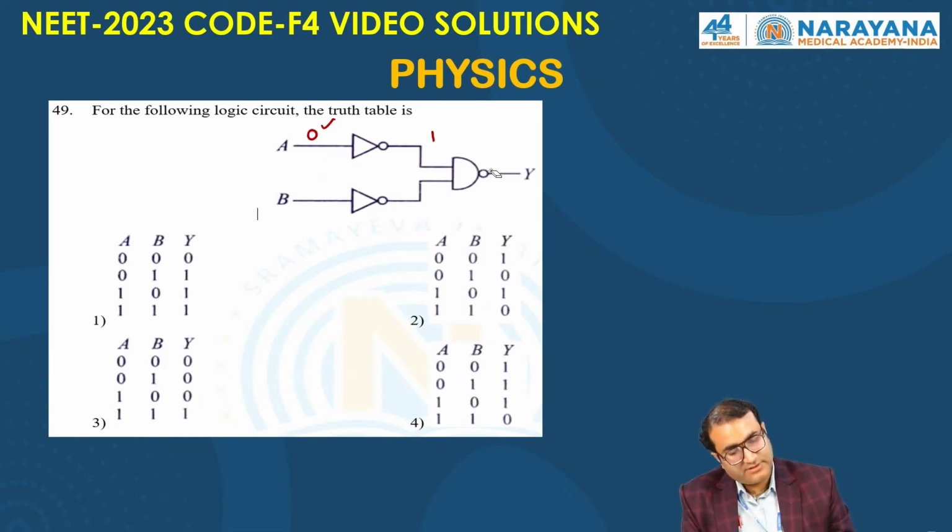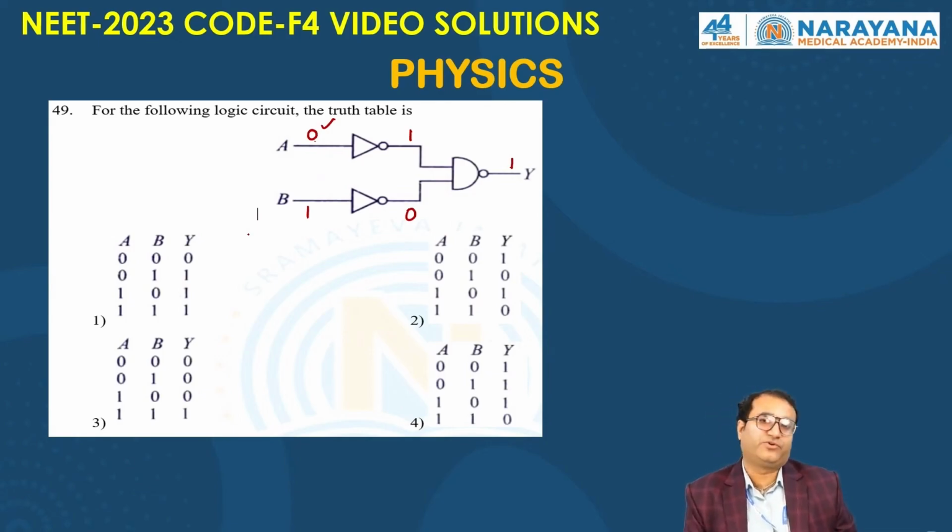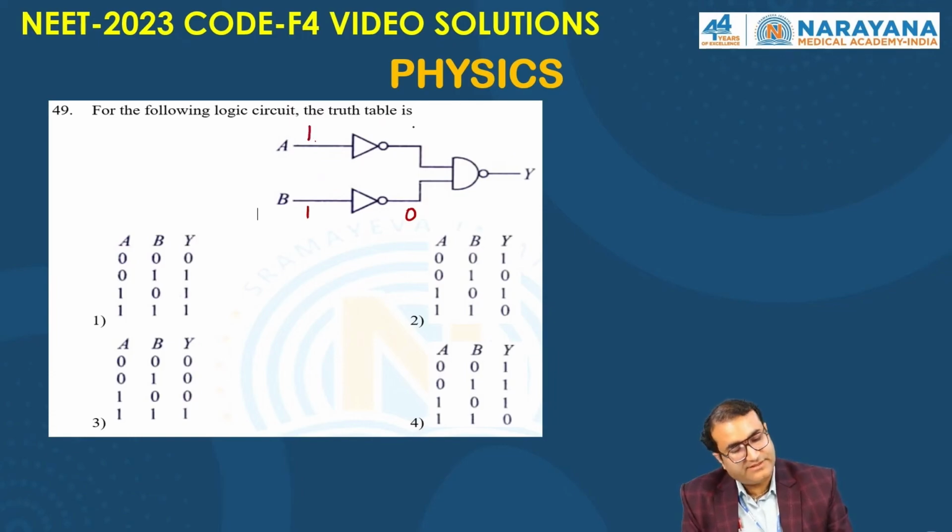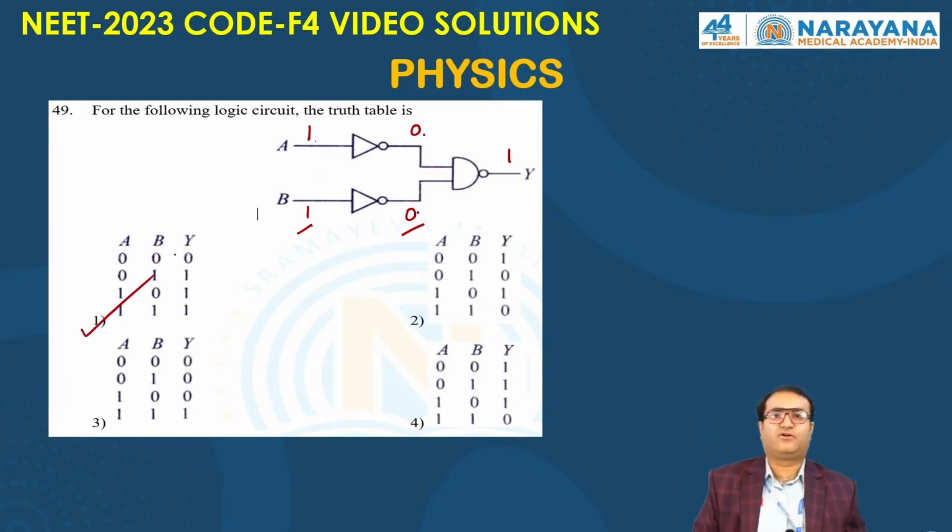Now, if you take 0 and 1, for 0, NOT gate output is 1. For 1, NOT gate output is 0. For 1 and 0, NAND gate, its output is 0. I said wrong, it is 1. Because 1 into 0, that will be 1. Similarly, for 1 and 0, it is symmetric. Its output will be 1. Now I'll write for 1 and 1. For 1, it is 0. For this one, it is 0. For 0 and 0, it is 1. So it is simply the truth table of OR gate. I'll go with the first option here.